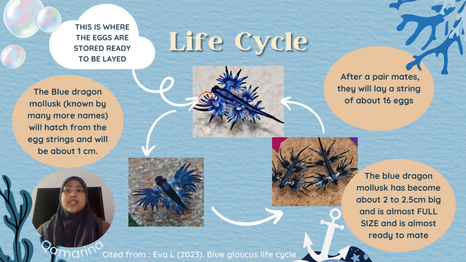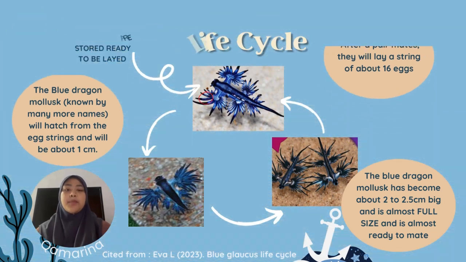The life cycle of the blue sea dragon is adapted to a pelagic lifestyle, allowing them to drift and feed in the open ocean while utilizing unique adaptations for survival and reproduction.